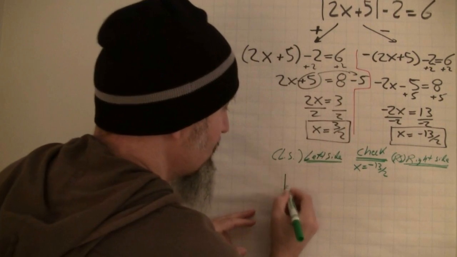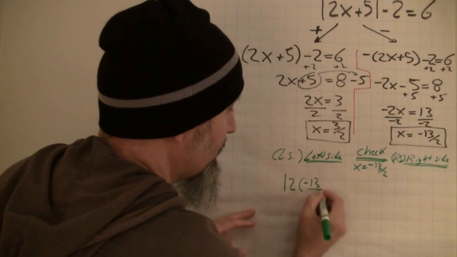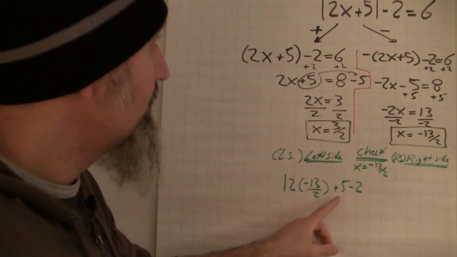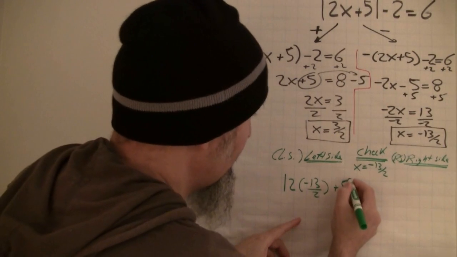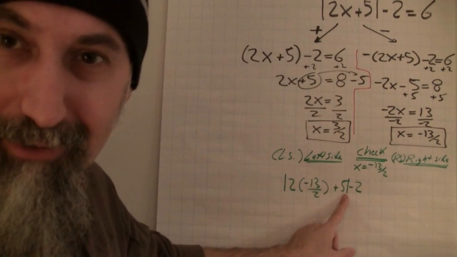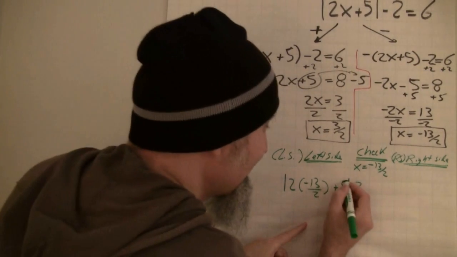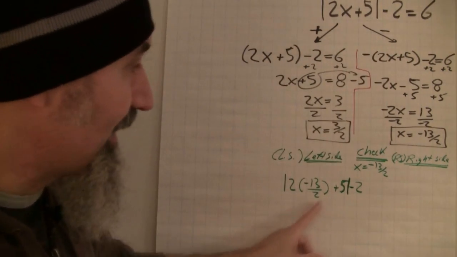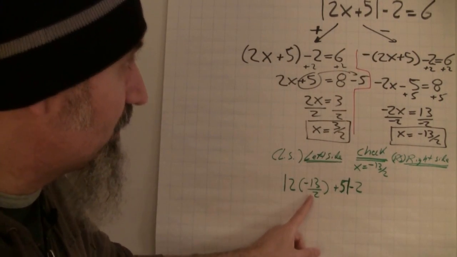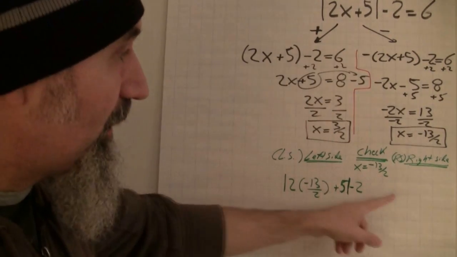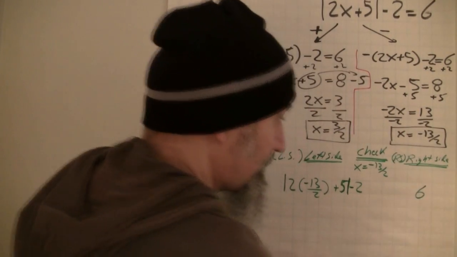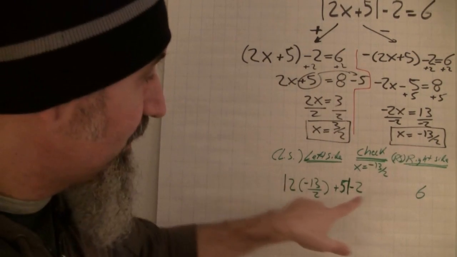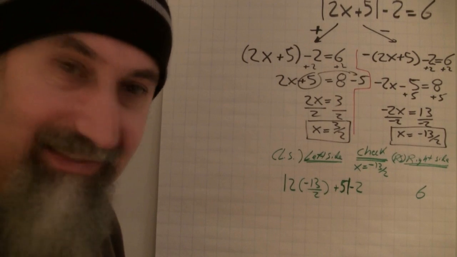So this is going to be the absolute value of 2 times negative 13 over 2 plus 5, minus 2, right? Oops, there should be absolute value there. Don't forget your absolute values, the symbols. 5, absolute value, minus 2. That's what's on the left side with the negative 13 over 2 replacing the x. On the right side, we just have 6. Okay, so if this answer is correct, this side has to reduce to 6.